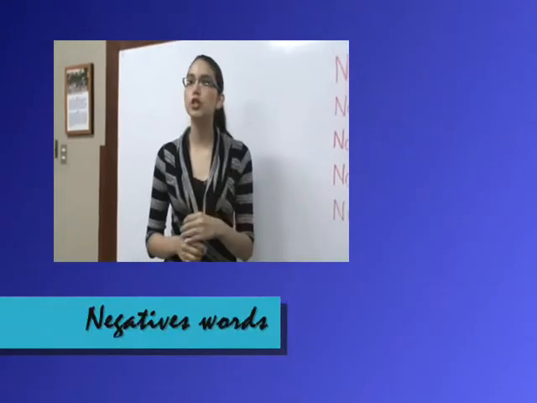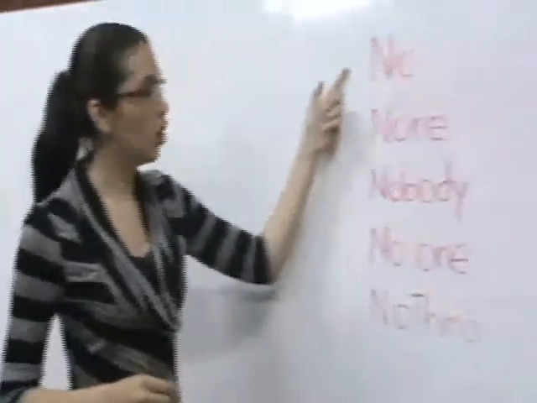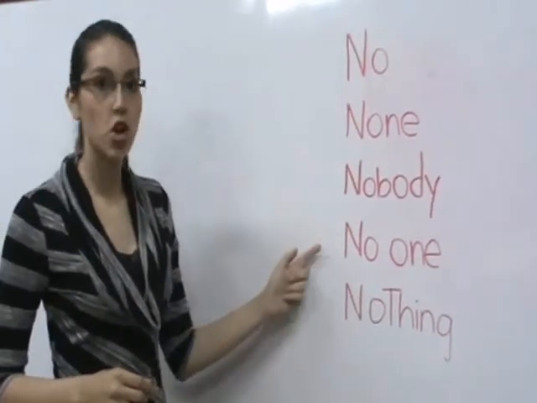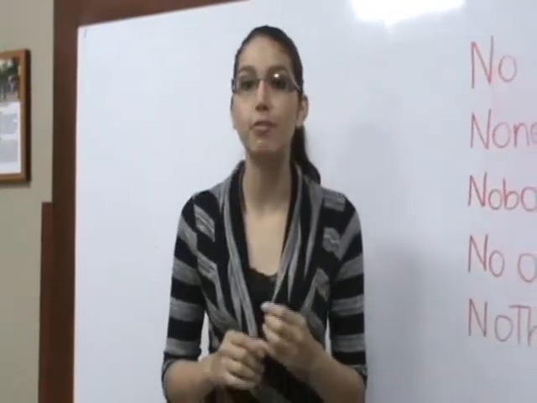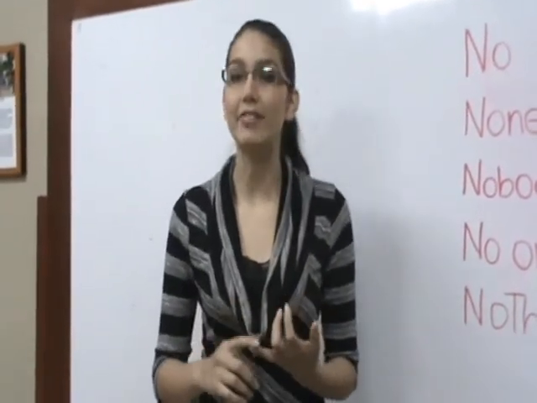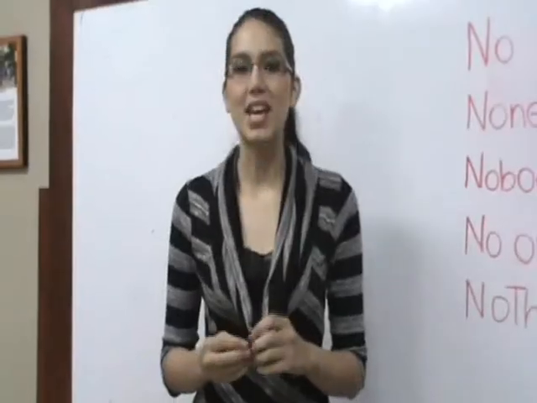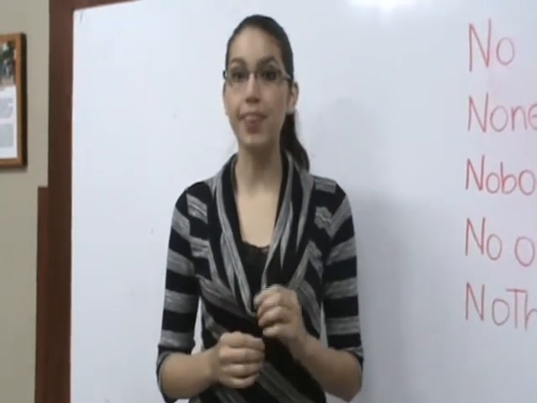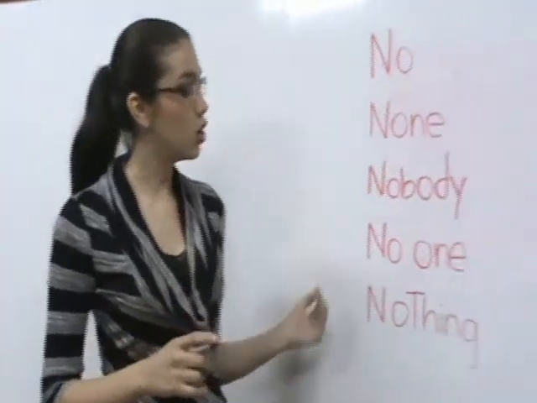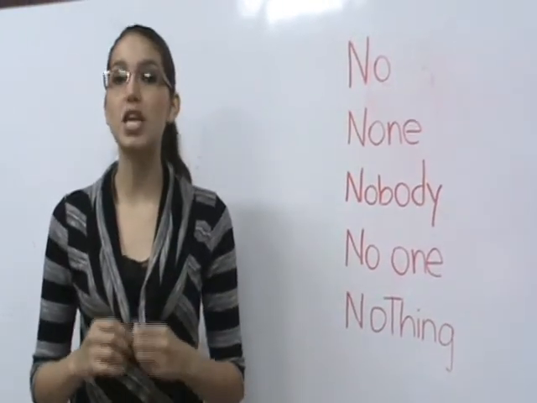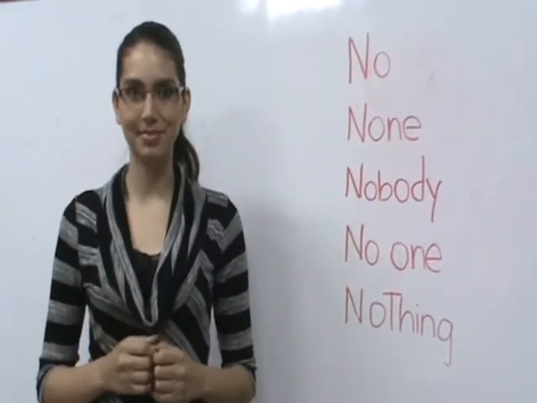Right now, we are going to show you some examples of negative words: no one, nobody, and nothing. Although we normally use negative verbs like wasn't and haven't to express negative concepts, we can also use positive verbs with negative words such as no, nobody, no one, and nothing. We can use these negative words as subjects with positive verbs.